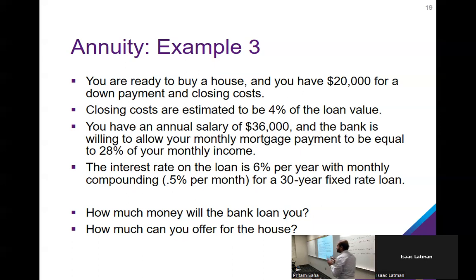Always remember, closing cost is just a cost. It's not an investment. Investment is this one and this one. Now, how much money will the bank give you as a loan? This much. How much can you offer for the house? Your house should be 140,105 plus 14,396. Make sense?